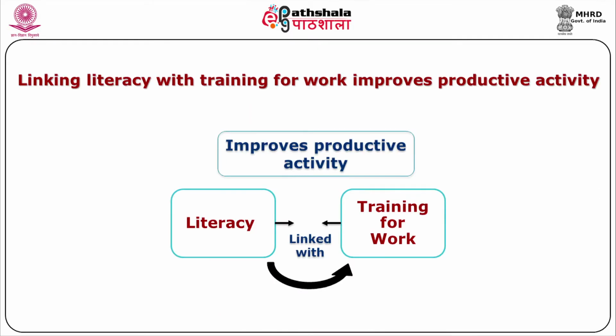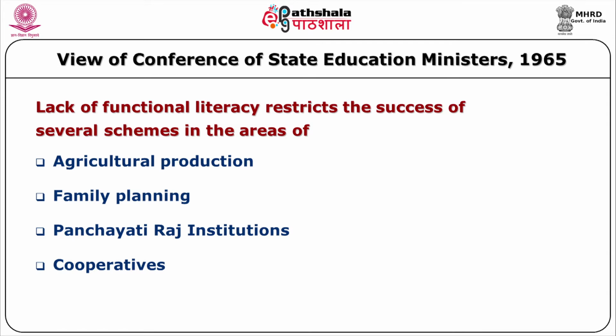Dr. VKRV Rao, well-known economist and a member of the Planning Commission in 1965, was an ardent follower of functionality in adult education. In 1965, in the month of June, Planning Commission organized a conference of the state education ministers, and emphasized the importance of functional literacy and linking of functional literacy with other developmental activities in the states. This conference noted lack of functional literacy among the rural poor was an important reason for restricting the success of schemes for their development in the areas of agriculture, family planning, panchayati raj, cooperatives, and others.